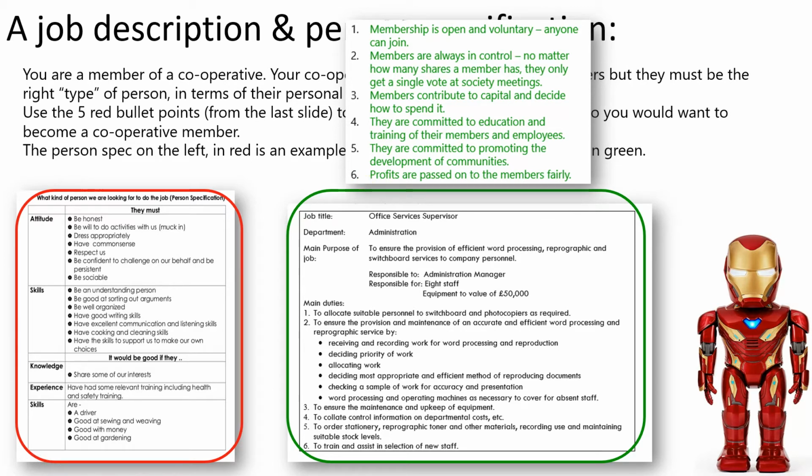Now that leaves number 1 and 2. Membership is open and voluntary, and number 2, members are always in control no matter how many shares a member has. They only get a single vote. So if we're looking at membership is open and voluntary, is that a job description, a duty, a task, or is that actually part of the person spec? There's a clue. And number 2, members are always in control no matter how many shares they have, they only get 1 vote.